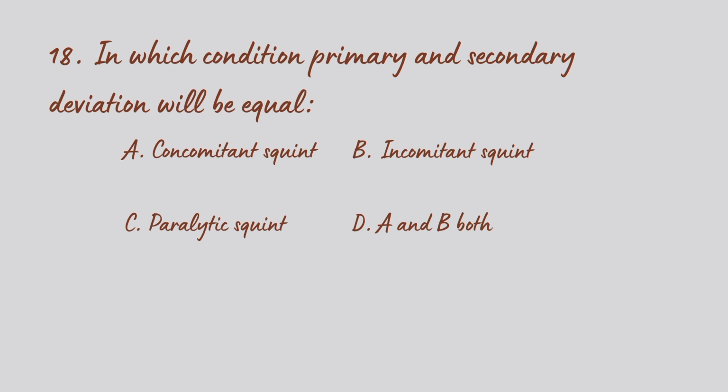Next question. In which condition will primary and secondary deviation be equal? Option A, concomitant squint, option B, incomitant squint, option C, paralytic squint, and option D, A and B both. Correct answer is option A, concomitant squint.